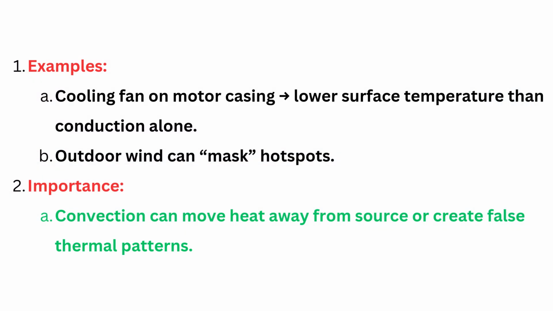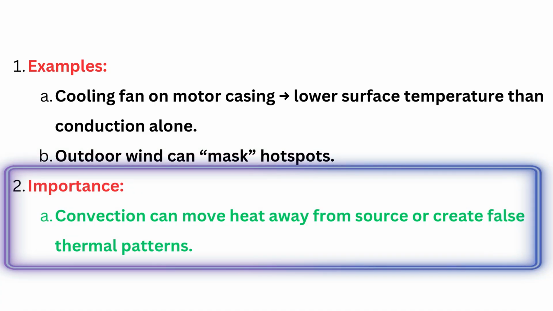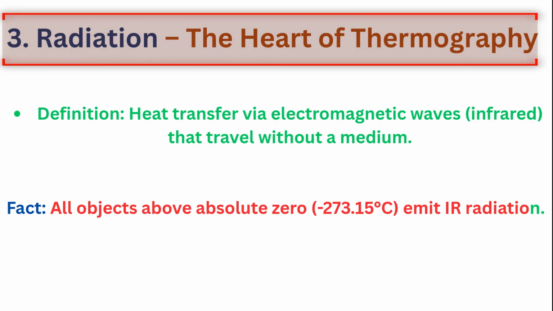So I believe we have discussed both the examples. One is related to the cooling fan of a motor, and the other is if we are carrying out any outdoor inspection, then definitely we have to consider the wind, or you can say the air, as a factor. So the heat that is transported away by this convection process can always create a false pattern, and maybe we can misdiagnose the fault. So let's move to the third principle, that is the radiation.